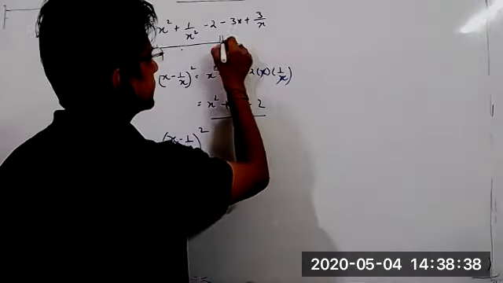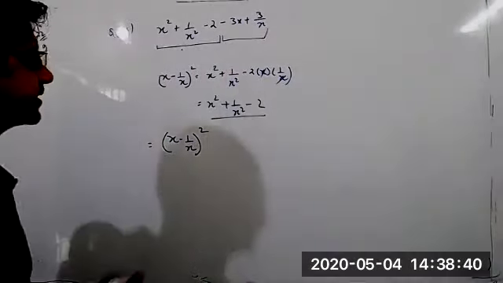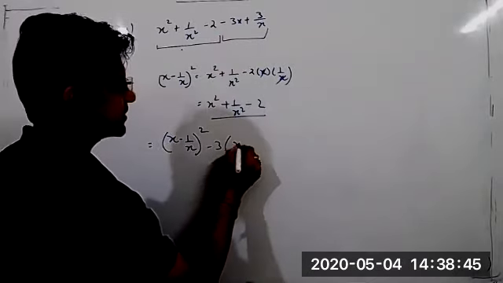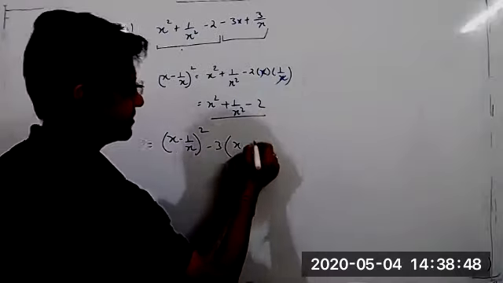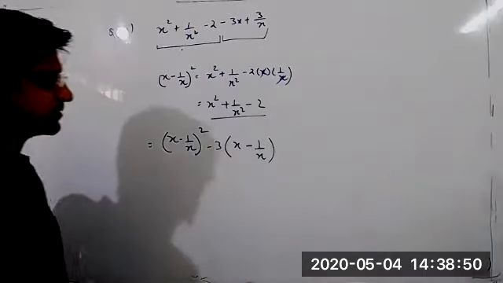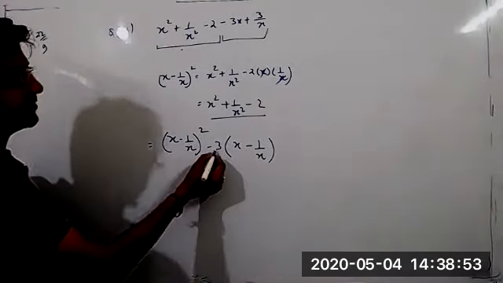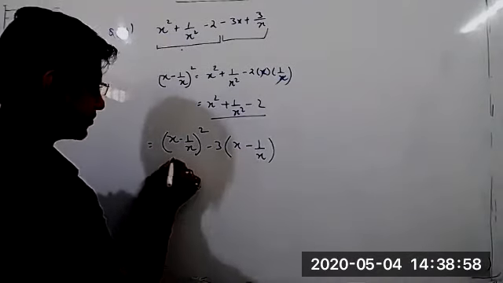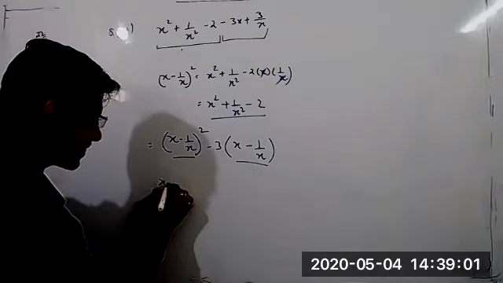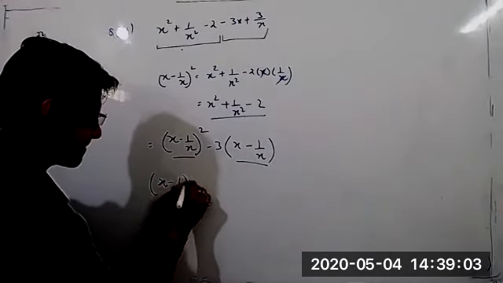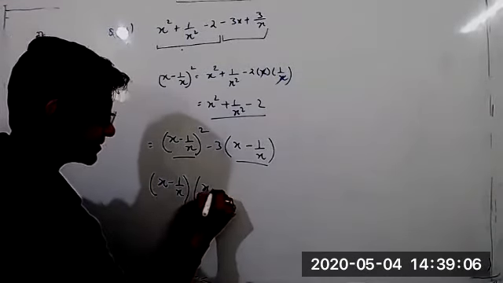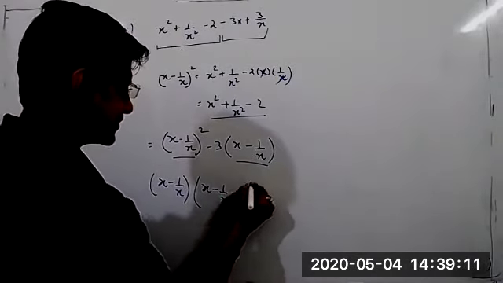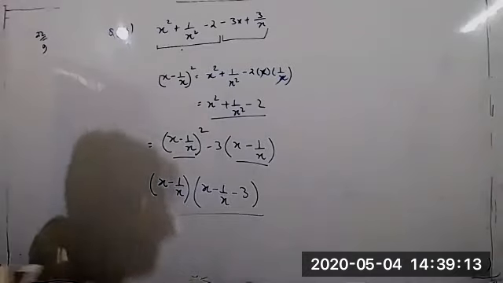Now this part. If we take minus 3 common, what is left out? x minus 1 by x. Correct? Yes. 3 we have taken out and minus we have taken, so the sign will change. This will become plus, this will become minus. Now can you see this and this common? So what is left out? x minus 1 by x minus 3. Got it?